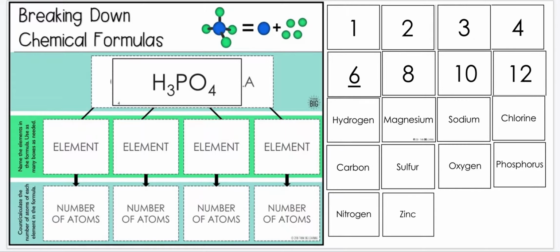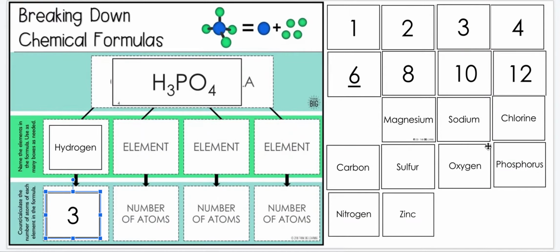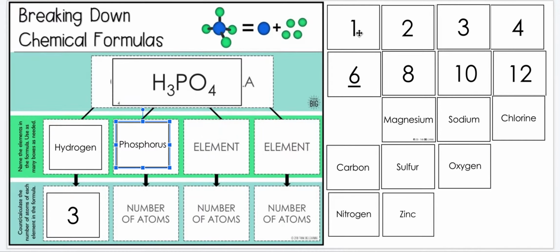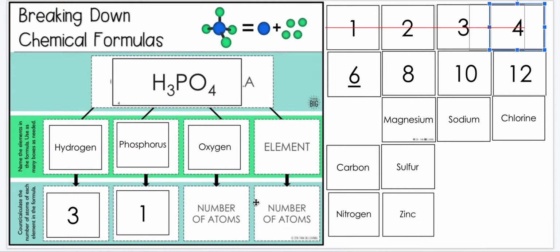Equation number 4 is H3PO4. H is hydrogen, and we got 3. P is phosphorus. There's no subscript, so I know that that's my invisible 1. And O is oxygen, and we got 4 of those.